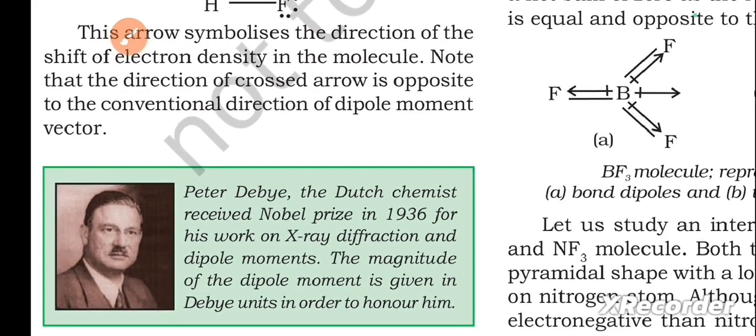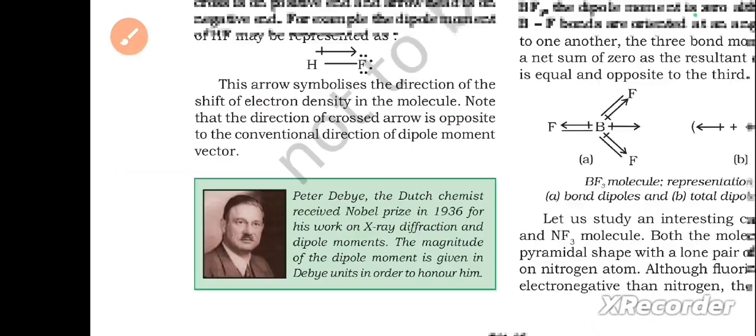A note is given about Peter Debye. The Dutch chemist received the Nobel Prize in 1936 for his work on X-ray diffraction and dipole moments. The magnitude of the dipole moment is given in Debye units in order to honor him.